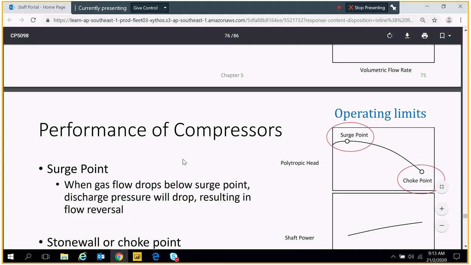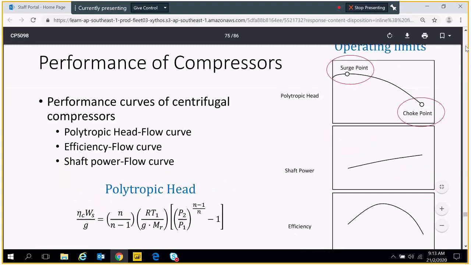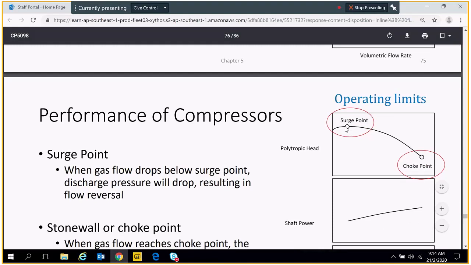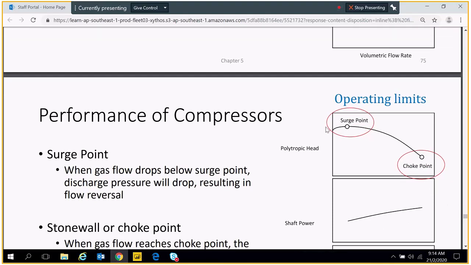This is for centrifugal compressor. Surge point and choke point are for centrifugal compressor, not for the reciprocating compressor with the piston. When gas flow drops below surge point, discharge pressure will drop, resulting in flow reversal. So your flow rate cannot be too low, otherwise the molecules will go backward inside the centrifugal compressor.